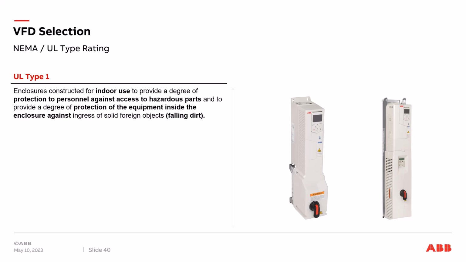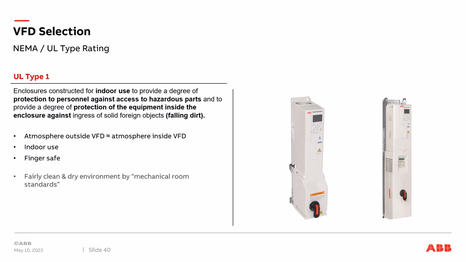So let's talk about a UL Type 1, which is the same as a NEMA Type 1, but we're going to talk about ULs. ABB drives are UL rated. A UL Type 1 is for indoor use, and it provides a degree of protection against access to hazardous parts, and a degree of protection of the equipment inside the enclosure against the ingress of solid foreign objects. Basically, a UL Type 1 enclosure, the atmosphere inside is equal to the atmosphere outside.